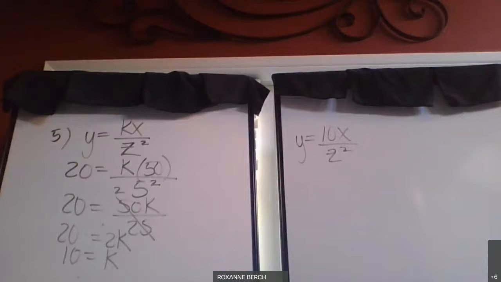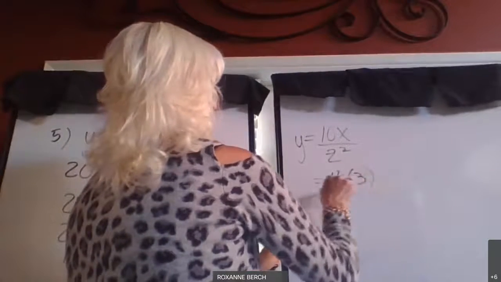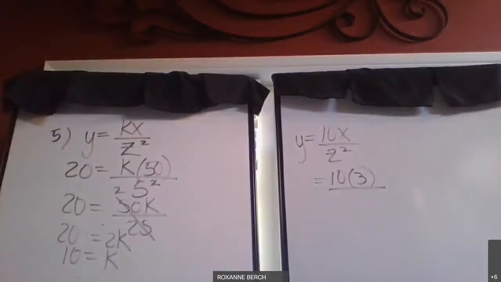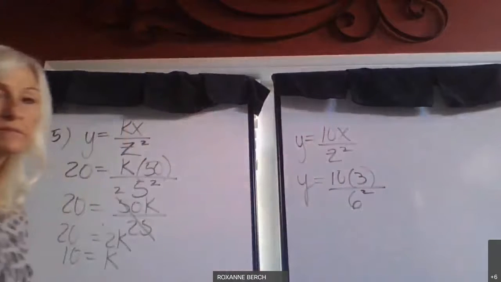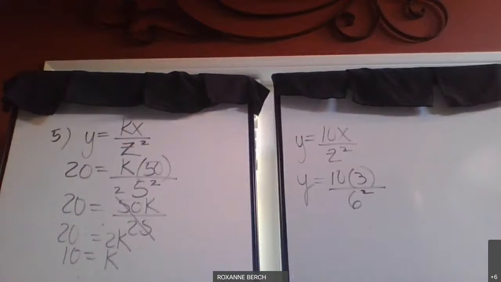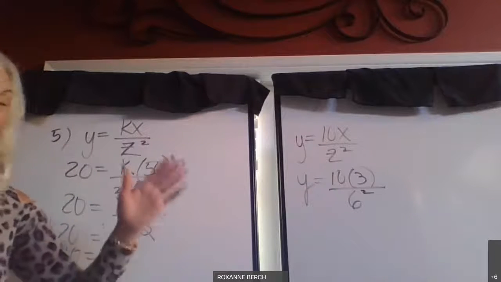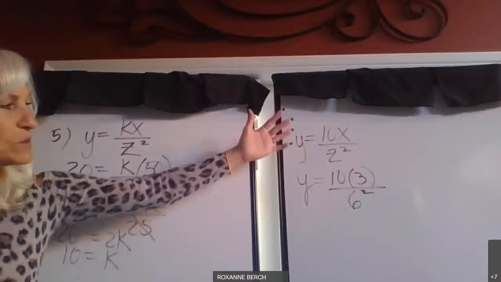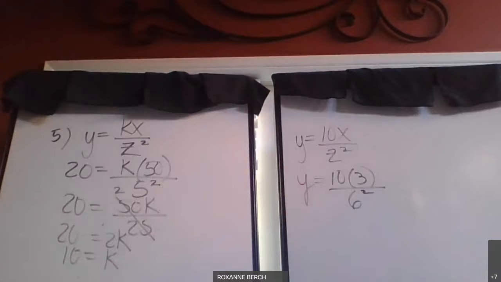So now, to work the problem, we're putting in x equals 3 and z equals 6. You understand what I'm doing? Yes. I did all of this to find k, and now I'm substituting in x equals 3 and z equals 6 so I can solve for y.